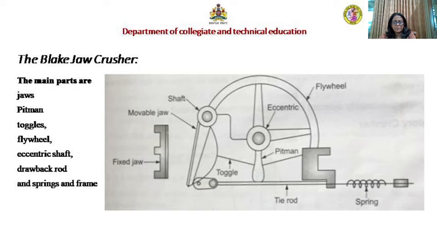This movable jaw, when it is stationary or when it is closer to the fixed jaw, makes an angle of 20 to 30 degrees with the fixed jaw. That is how it is positioned.